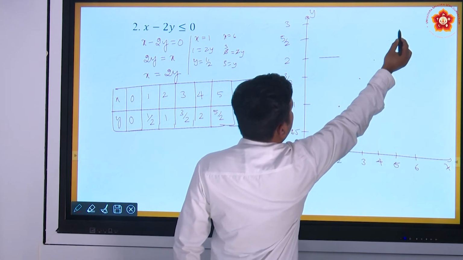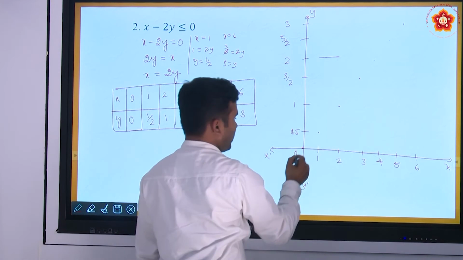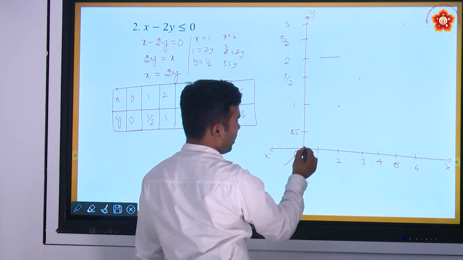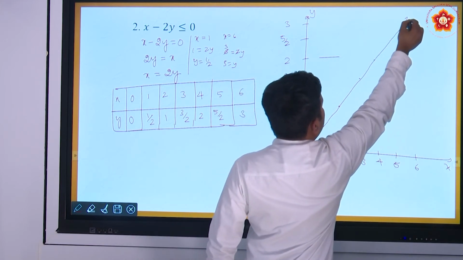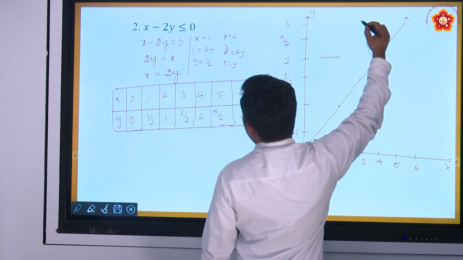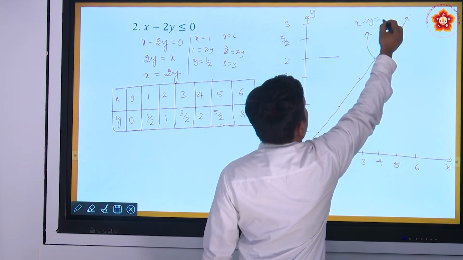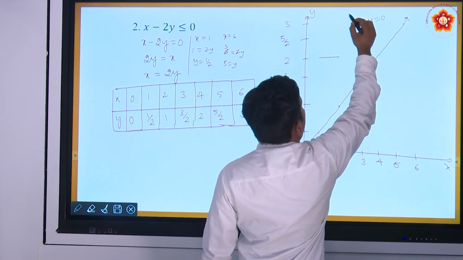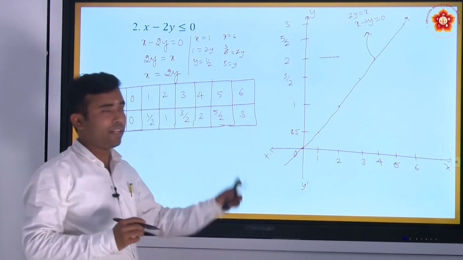So like this. For negative values also, it will come to this side. So let us join these points, like this. And this line represents what? x minus 2y is equal to 0, or you can say 2y is equal to x, understand. That is the line which it represents.